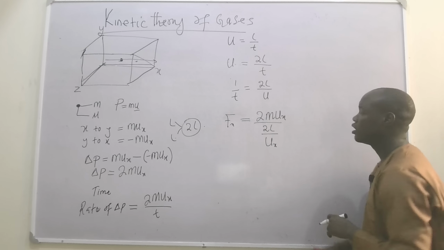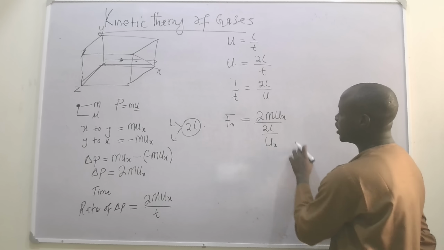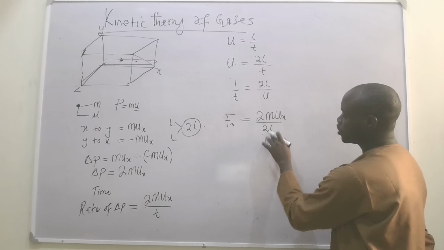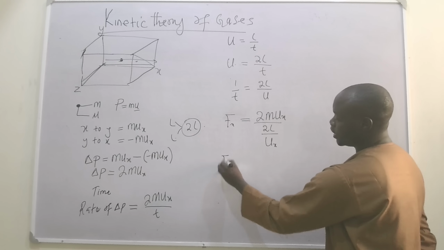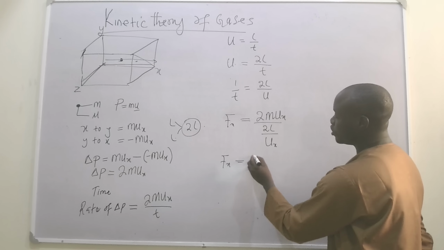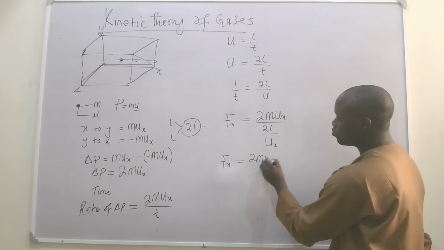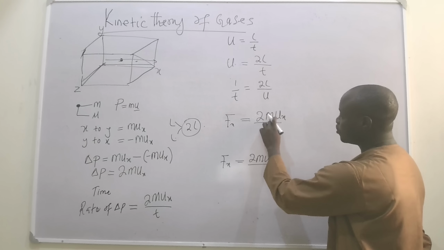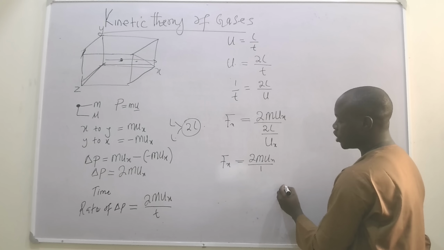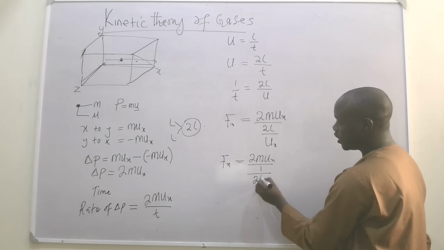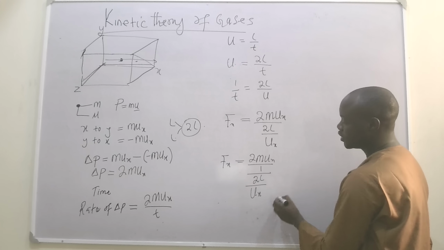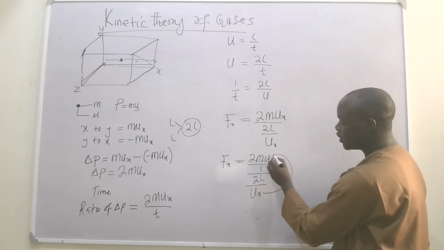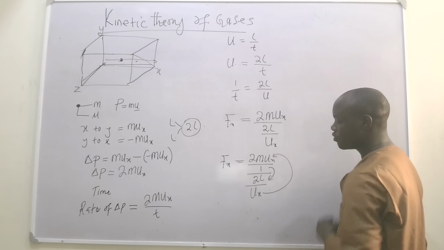Now we can rearrange this by saying F_x is going to be 2mu_x, which already has nothing under it, so you can say divided by 1, and then we have 2L divided by u_x. So this one will now multiply this, and this one will now multiply this.